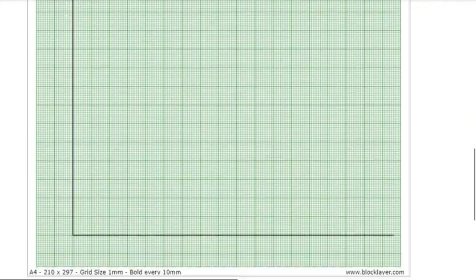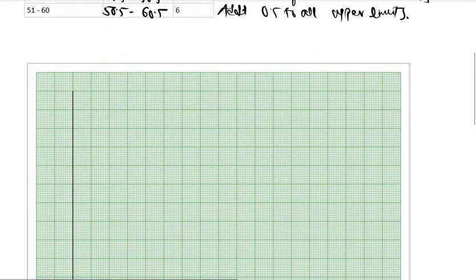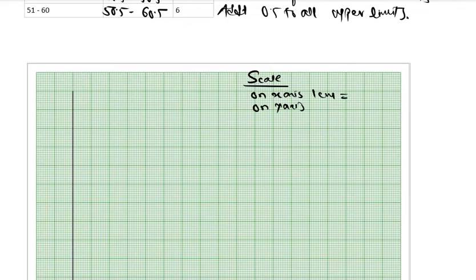Okay, so let's mark our things. Let's first, I think the first thing should be the scale, right? So here let me just go up. Okay, so scale. Okay, on the x-axis 1 centimeter is equal to, on the y-axis 1 centimeter is equal to.